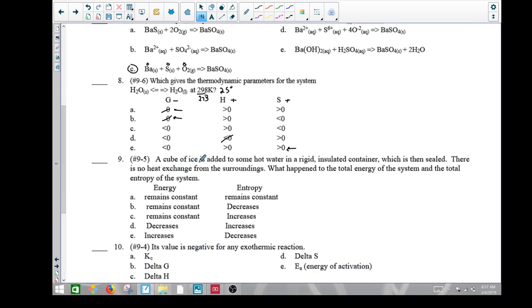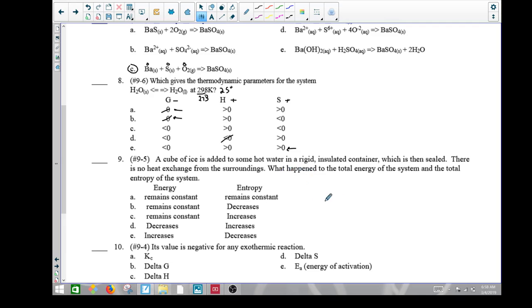A cube of ice is added to some hot water in a rigid container, insulated, and then sealed. There is no heat exchange from the surroundings. What happens to the total energy of the system and the total entropy of the system?